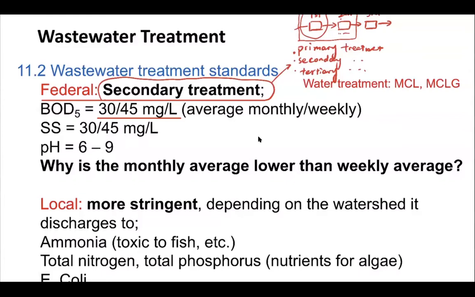So basically, what this tells us is, let's say a wastewater treatment plant, WWTP, discharges water out of the facility. Okay, so they will conduct weekly or monthly measurements to make sure that the BOD5 is below 30 in terms of the monthly average, or 45 in terms of the weekly average.